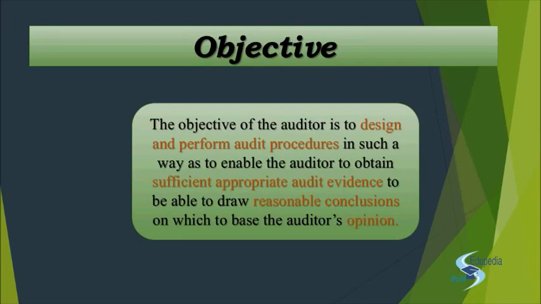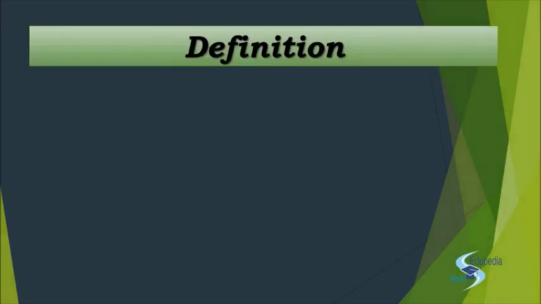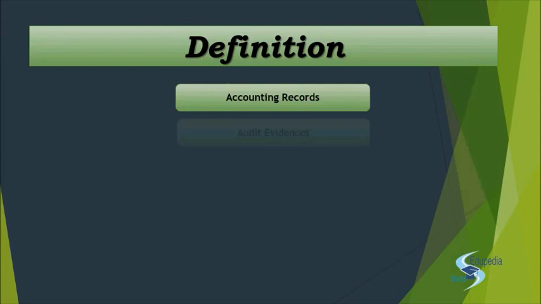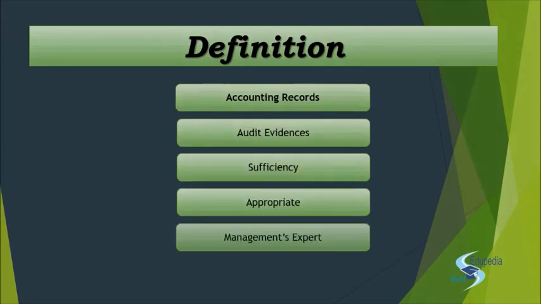Then post that we have certain definitions given in the standard, right, that we need to understand before we move forward, because these definitions, these terminologies are the base of this standard. So unless you understand these terminologies, it is very difficult for you to interpret what the standard wants to say, right? So what are the terminologies that we need to define? It is accounting records, audit evidences, sufficiency, appropriateness, and management's expert.